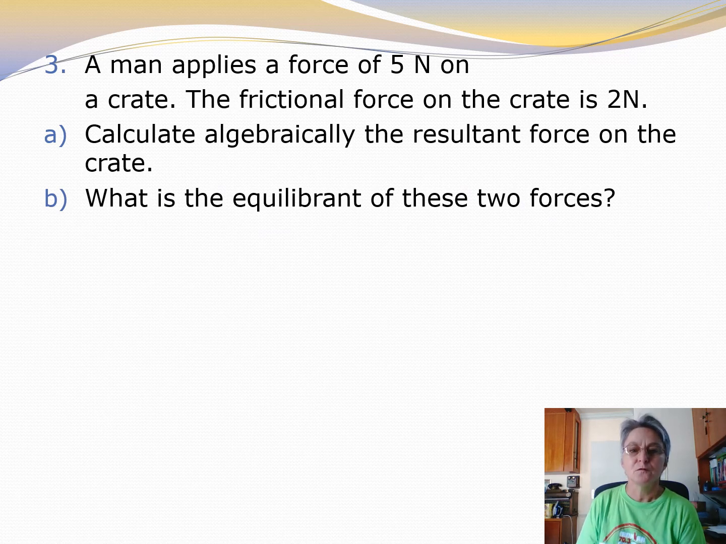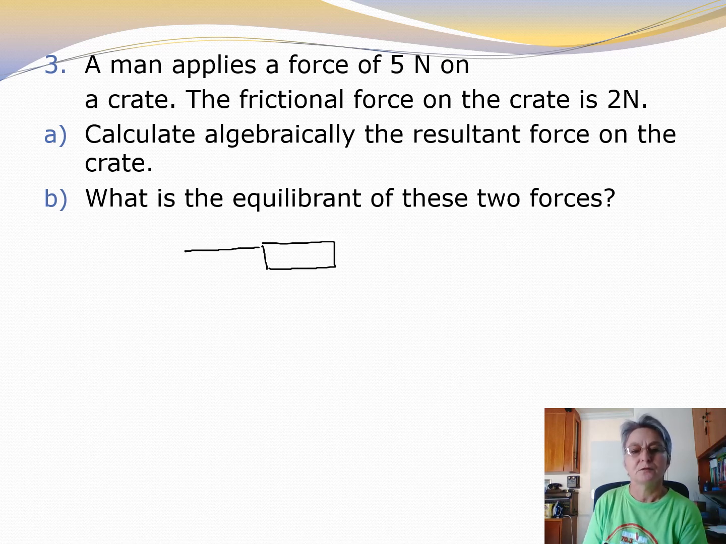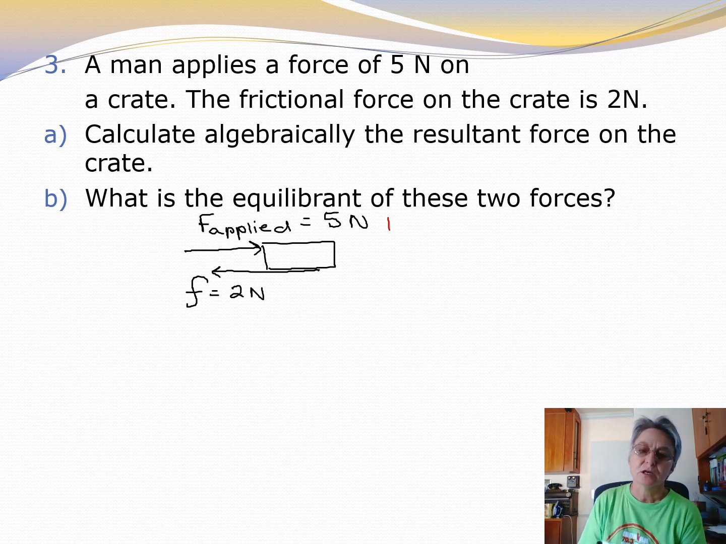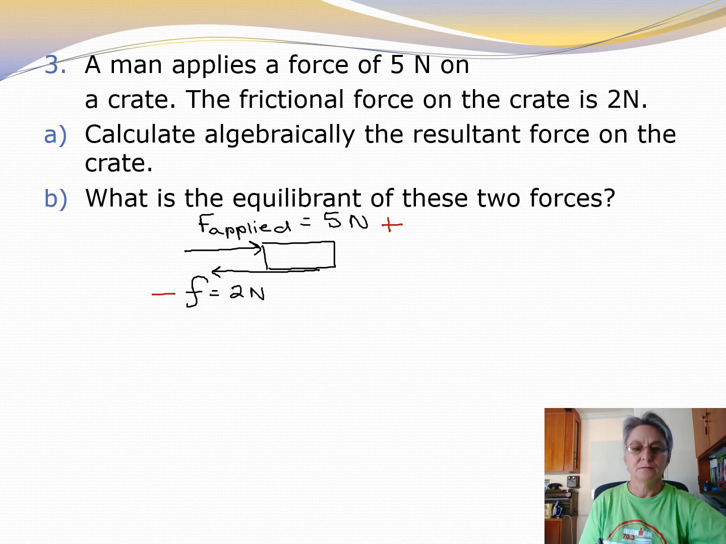Next, a man applies a force of 5 newtons on a crate. The frictional force on the crate is 2 newtons. So here I need to know that if somebody applies a force of 5 newtons, we can call this F applied. The frictional force will always act opposite. So friction is 2 newtons. They're in opposite directions. I'm going to choose the applied force as the positive direction, then the friction would be negative.